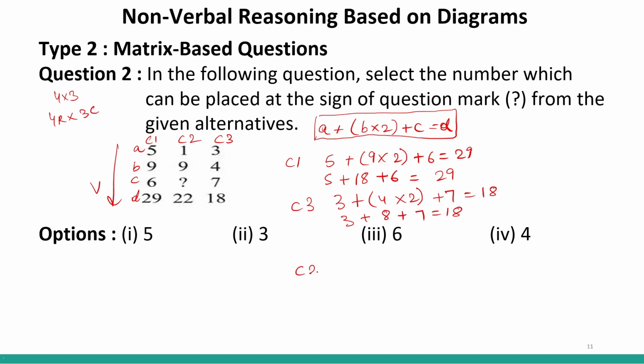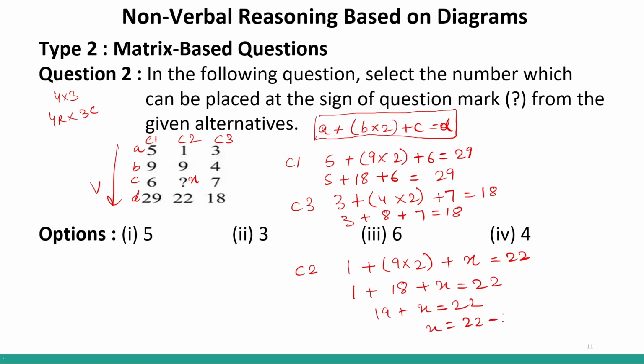Now let us see for column number 2. So column number 2, ideally 1 plus 9 into 2 plus, let us say this number is x, plus x should give me 22. So this will be 1 plus 18 plus x equals to 22. So x will be, this is 19 plus x is equals to 22. X will be 22 minus 19, which is equals to 3. So our answer will be option number 2, 3.